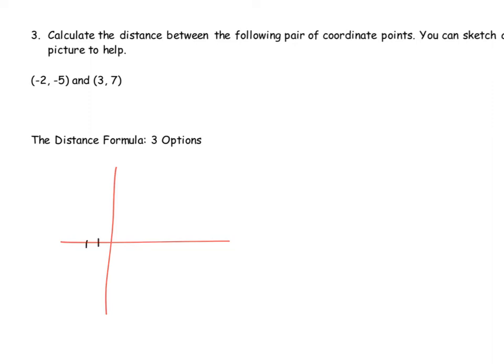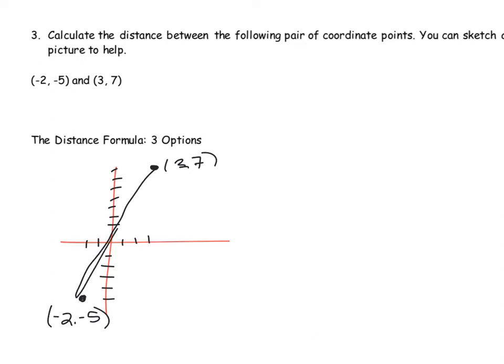So if I count -2, -5, plot that first point, and then I have the point 3, 7. Let's label our points here. And I am looking for the distance between these 2 points. Remember that I cannot count that distance because it is not vertical or horizontal. It's not along one of the number lines.